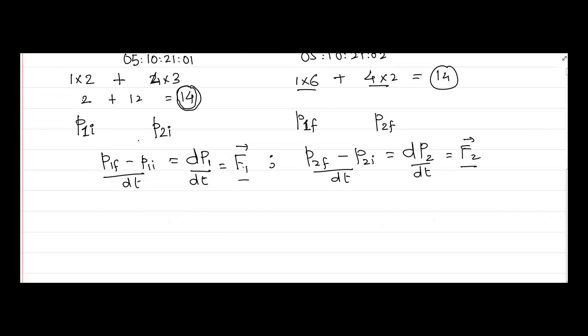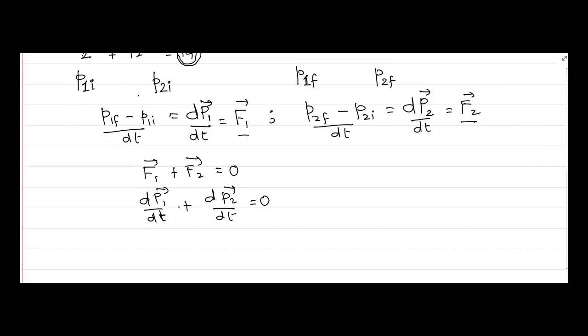Now, according to Newton's third law of motion, these two internal forces can be written as F1 plus F2 equal to 0, because they are equal and opposite. Therefore, I can write dP1 by dt plus dP2 by dt is equal to 0. Of course, I should have put the vector sign over here because we are dealing with vectors. So I get this equation, the total sum of dP1 and dP2 is equal to 0, and if I write this in general terms, I can write dP by dt equal to 0. That is, there is no change in momentum.